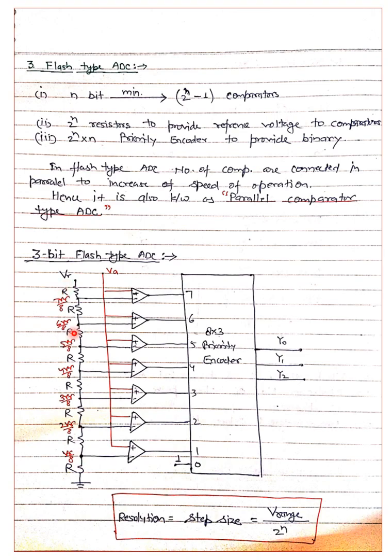So the resolution or step size of this type of ADC is given by V range upon 2 raised to power n, and this is the 8 cross 3 priority encoder whose inputs are the outputs of the comparators and the output is the converted binary.